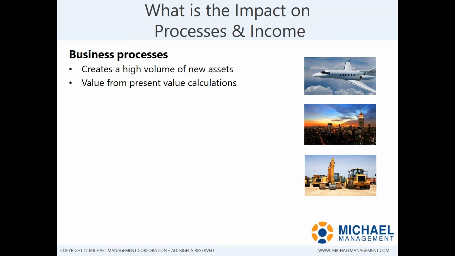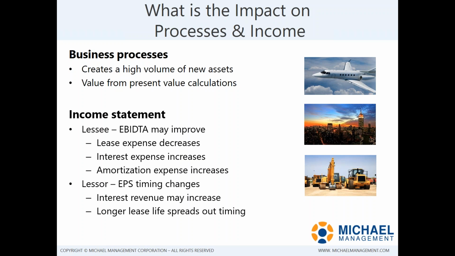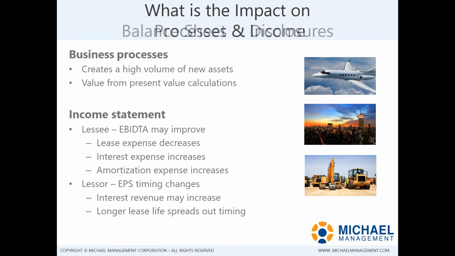So impact business process, you're going to create an initial load of high volume assets. It's going to be based on a different kind of calculation than you've ever seen before relative to assets. It's this present value. Income statement, if you're the lessee, you may find some differences in your income statement because your lease expense might go down, but it's going to be partly offset by interest and amortization. If you're the lessor, there may just be some timing because your revenue from interest is going to get spread out, and because you're having a longer lease life that's in the assumptions. I think I didn't put this in here, but the other impact is you're going to have a different kind of dialogue with your lessor because you need information from them, particularly on the embedded lease contracts.